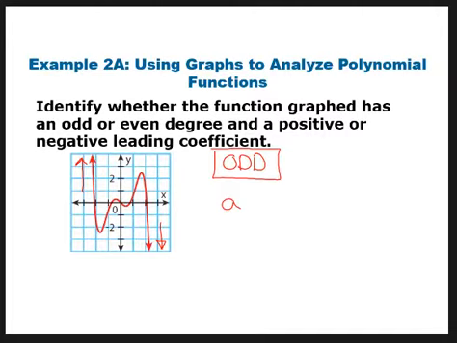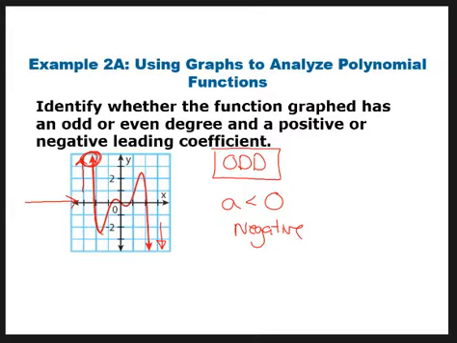With odd ones, what you're looking at is when we're starting right here, or at least the part you can see on your graph, as I start looking this way, as I move that way, what's it doing? Well, in this case, it's decreasing. It's going down. So if it starts by going down, or it's decreasing, that means that my leading coefficient has to be negative, or less than 0.